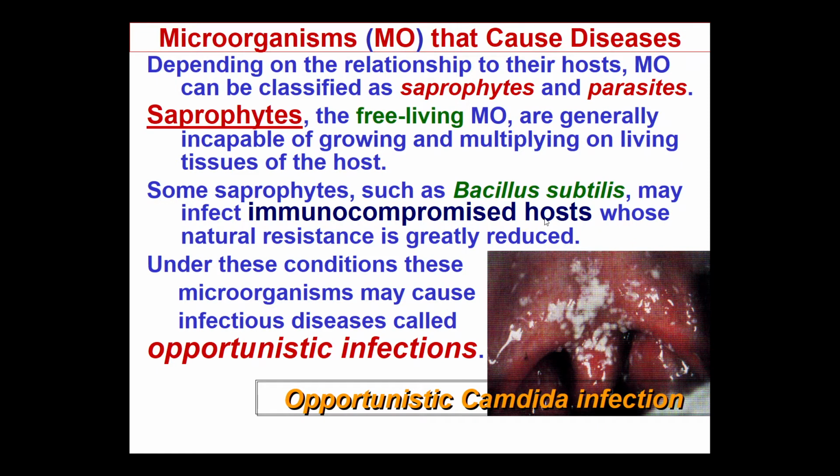This lowering of immune response may be caused by starvation, by another disease, for example human immunodeficiency virus infection, or by other causes. It means if people are immunocompromised, some saprophytes may colonize their tissues and live in these tissues. Under these conditions, these microorganisms may cause infectious diseases called opportunistic infections.